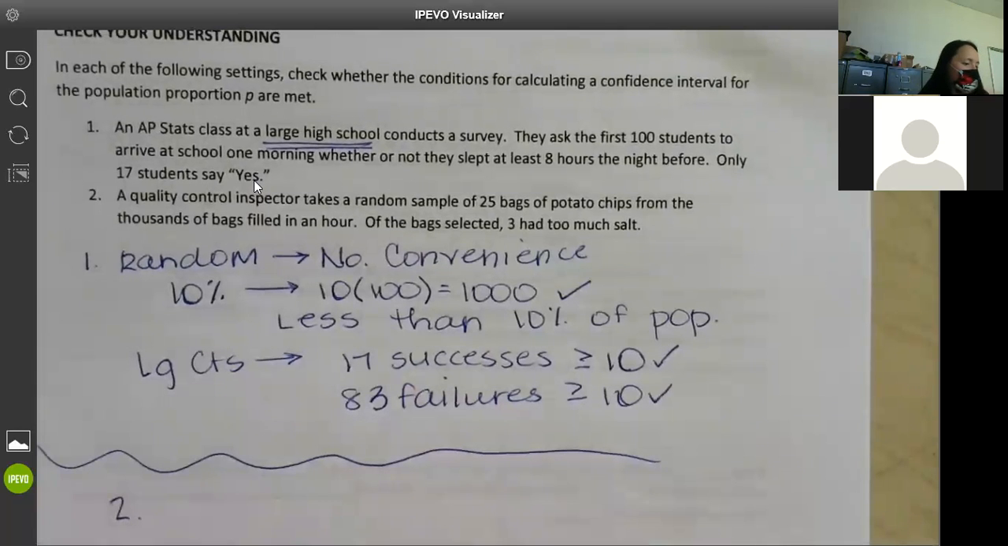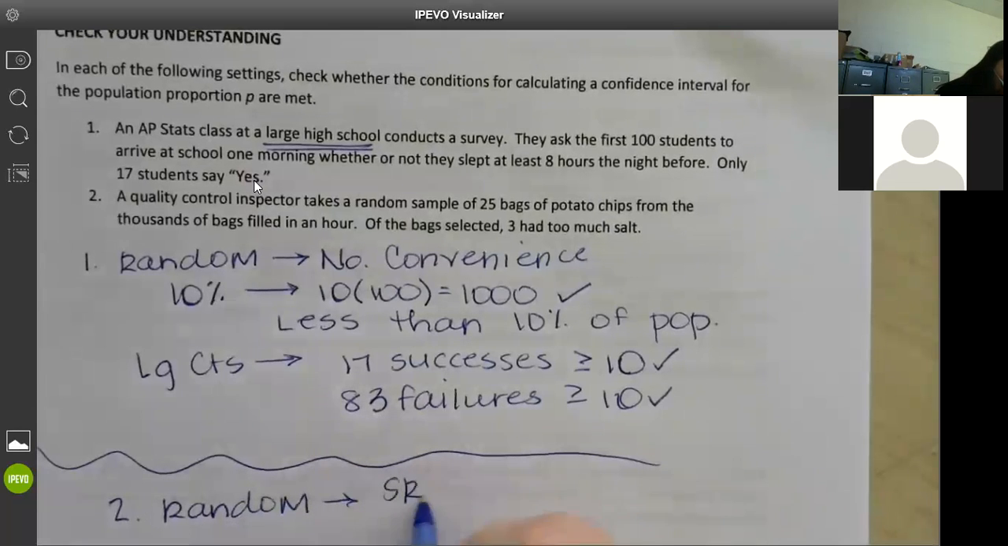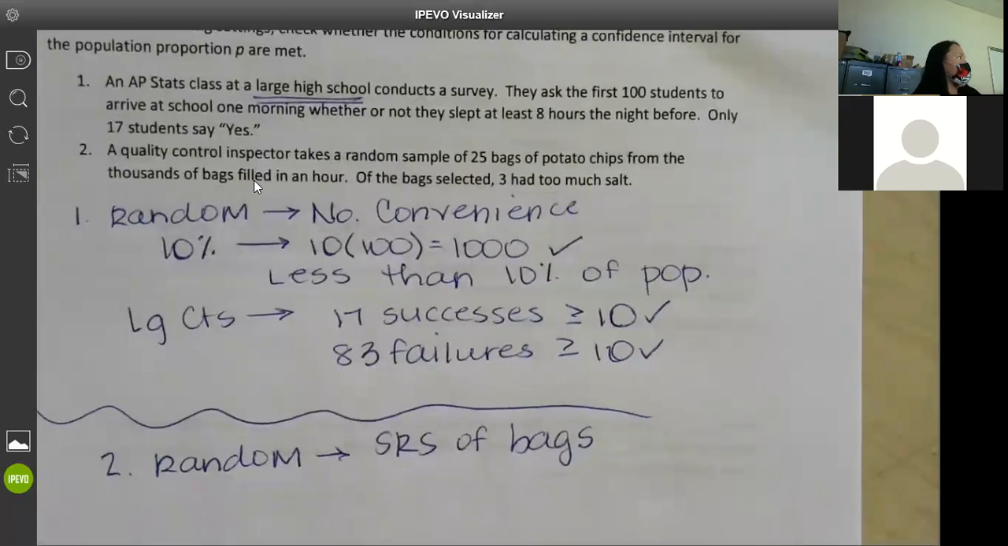A quality control inspector takes a random sample of 25 bags of potato chips from the thousands of bags filled in an hour. Of the bags selected, 3 had too much salt. So is it random? Why? It said an SRS or randomly selected bags. Once we get into this more, you can just say stated within the problem. Doesn't matter how you write it. Either stated or write out what they said.